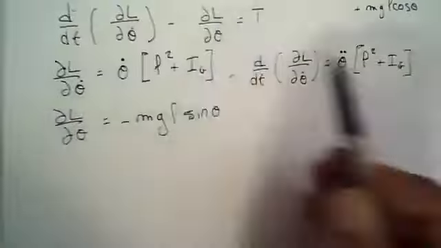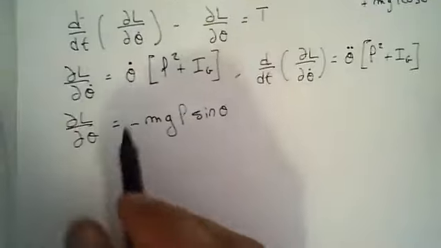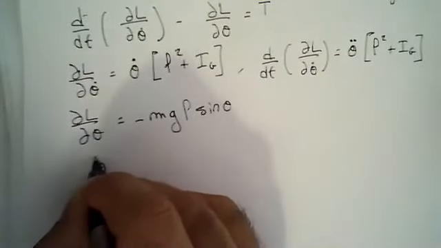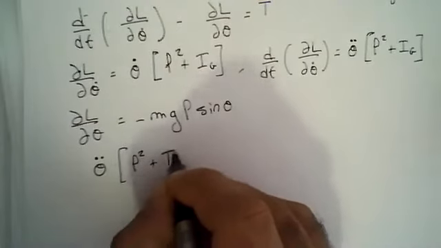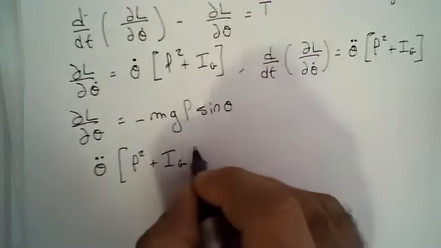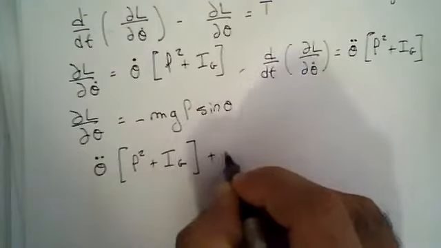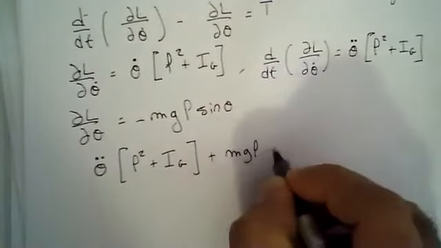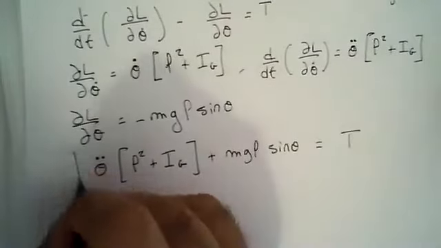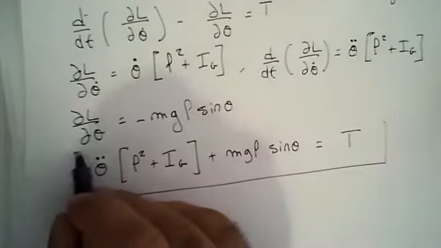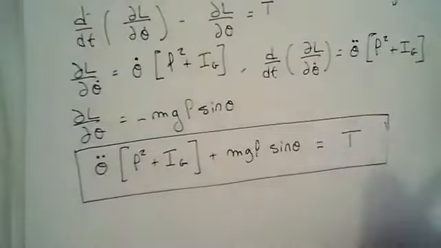How do I do that? So this minus minus, it's going to be this plus this, right? So it's going to be theta double dot times L squared plus IG, plus mgL sine theta is equal to the torque. So this is my forward dynamics of this 1 degree of freedom robot.